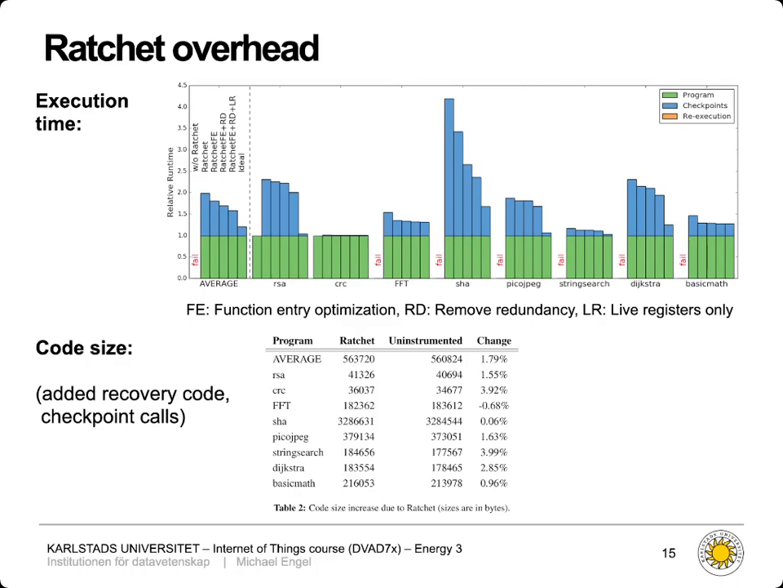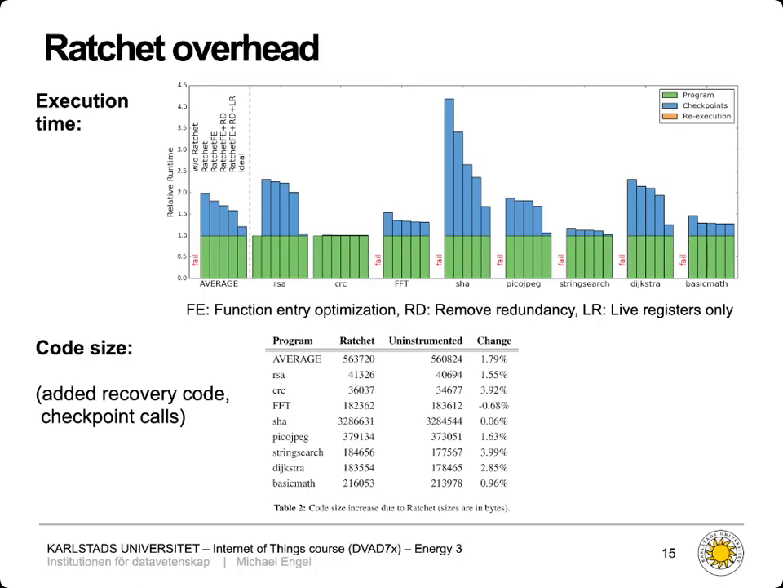And then you see different configurations of Ratchet with optimizations, which actually reduce the overhead. But you can see that for very many use cases, you have an overhead that's at least a factor of 2 or even higher. But you can apply some optimizations to improve this a bit.